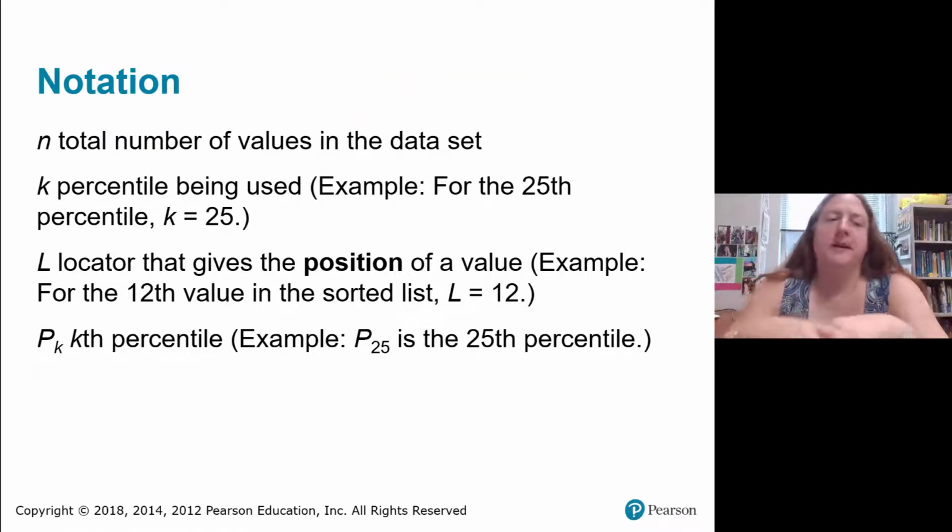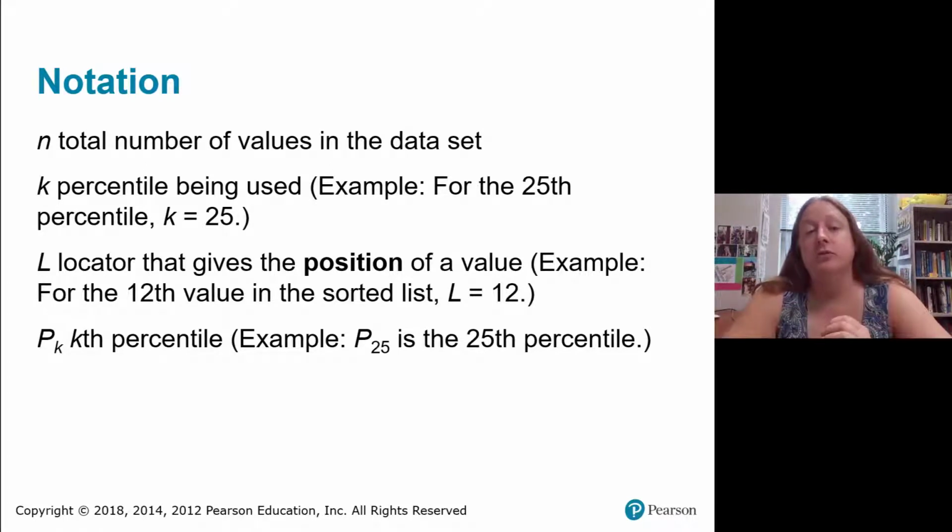Let's talk notation real quick. So n, as it always has been, is the total number of values in the data set. K is going to be the percentile that's being used. So if we want the 25th percentile, K is going to be 25. Capital L is called the position or the locator of a value. So L for locator. And it tells us what position it is in the list. So the 12th value in the sorted list will have L equal to 12.